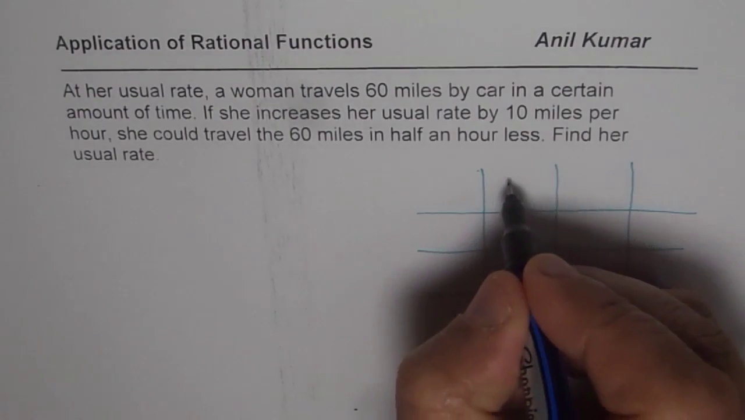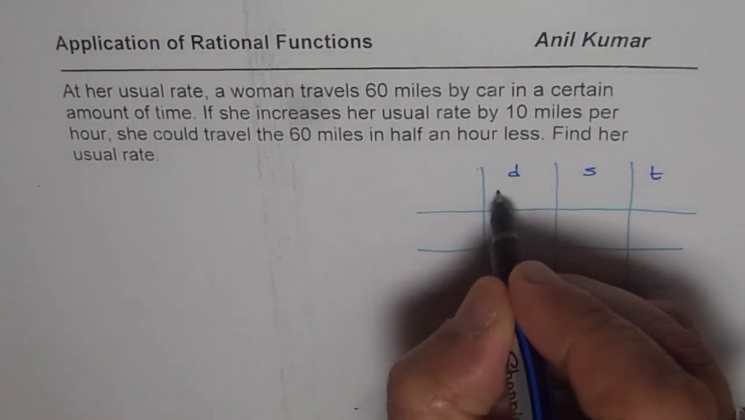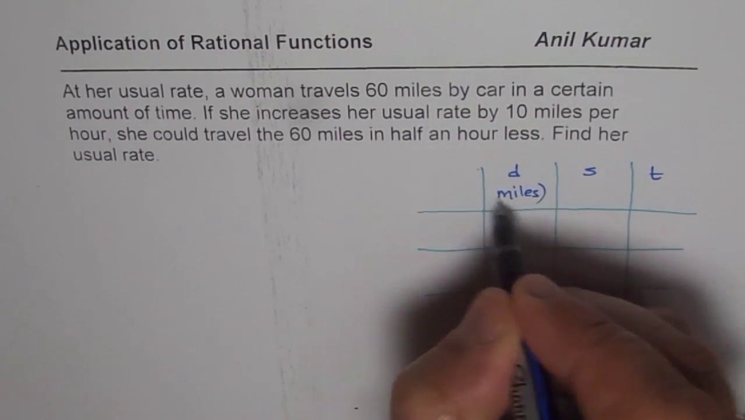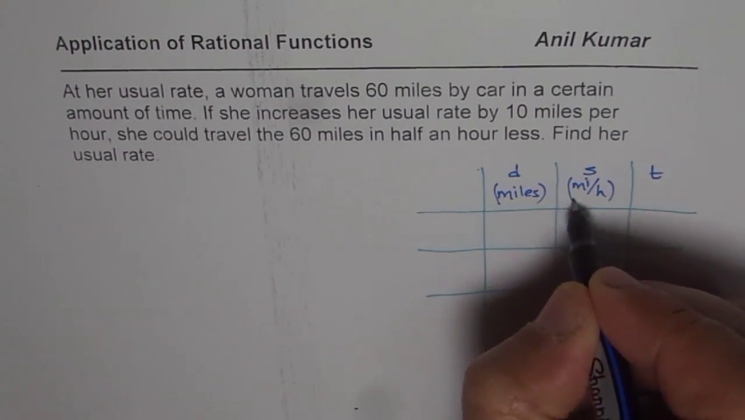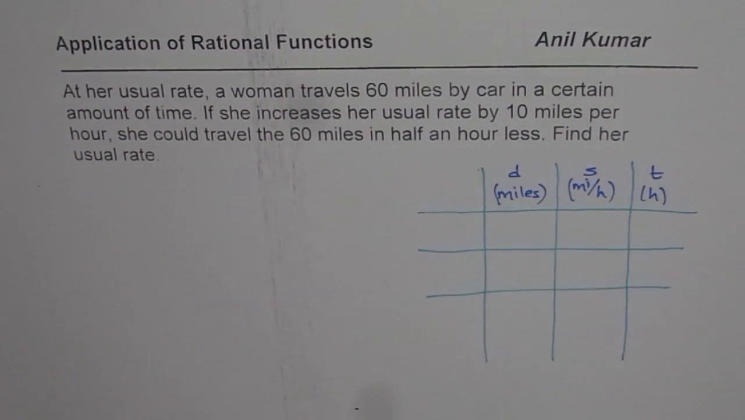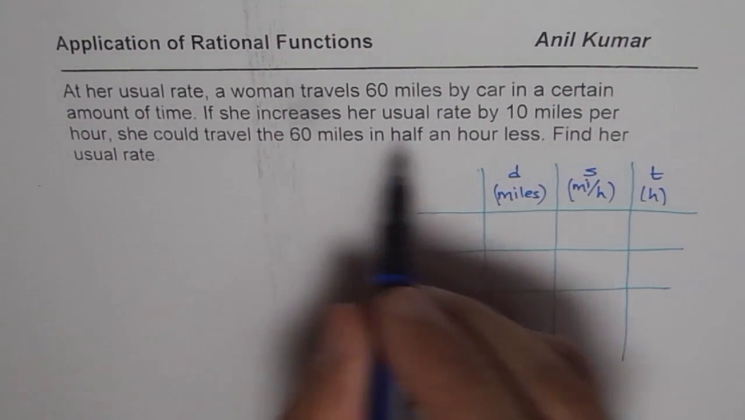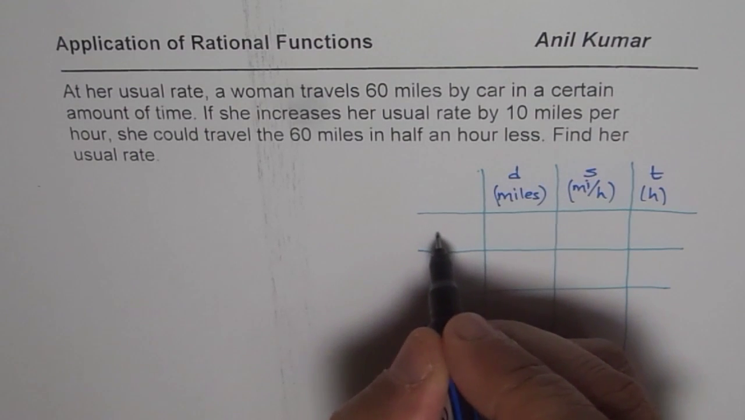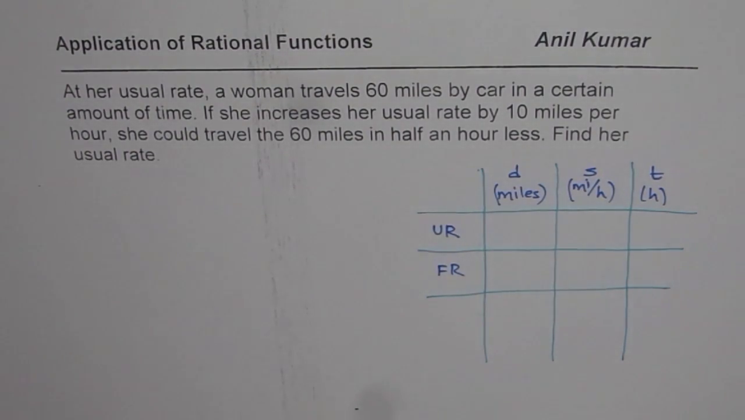So we have these three columns. We'll say distance, speed, and time. Distance here is in miles, so write down the units. Speed will be in miles per hour, and time is in hours. So that is the first thing. And then we will say usual rate and faster rate. So just define your variables, kind of make a matrix, right? Once you have a matrix like this, fill in the values which you know.